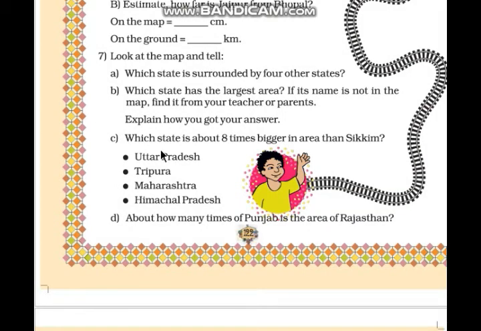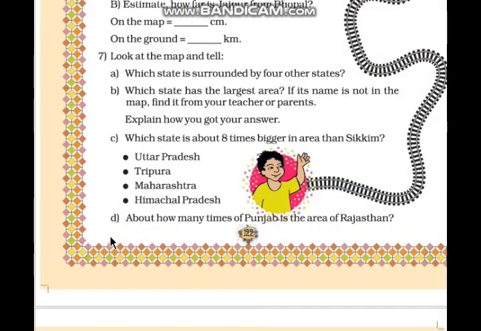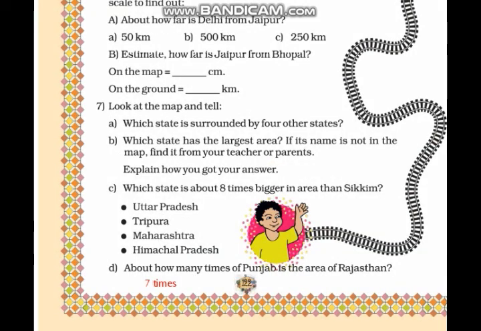Now question number C. Which state is about 8 times bigger in area than Sikkim? You can answer this question by estimating the area of each state which is given in the map. Answer of question number C is Himachal Pradesh, which is about 8 times bigger in area than Sikkim. Now question number D. About how many times of Punjab is the area of Rajasthan? So here we can write the answer. Rajasthan is about 7 times the area of Punjab.